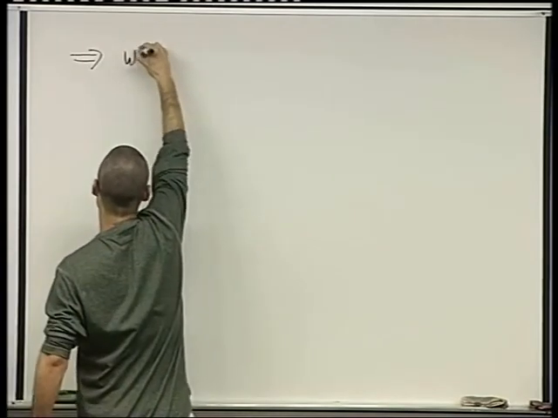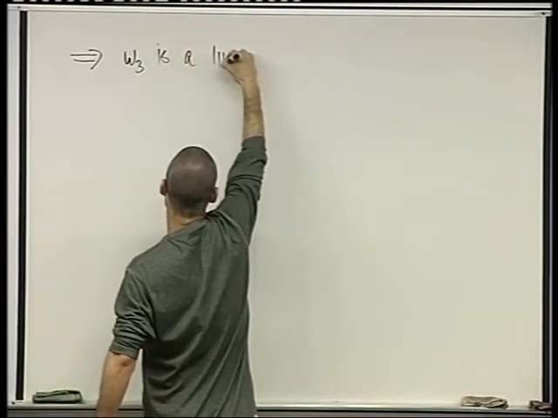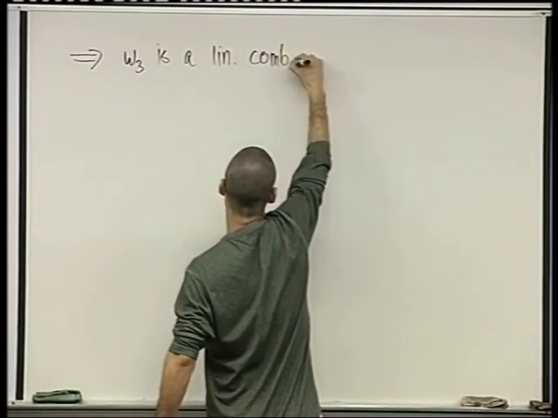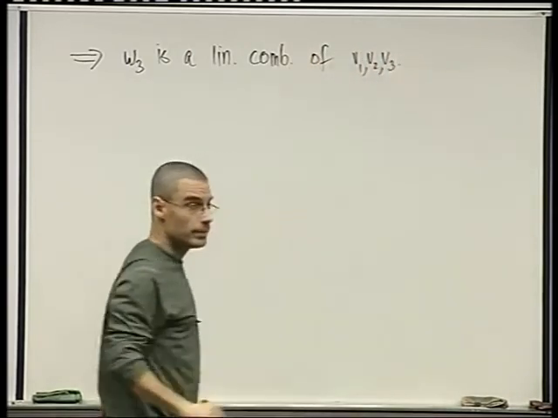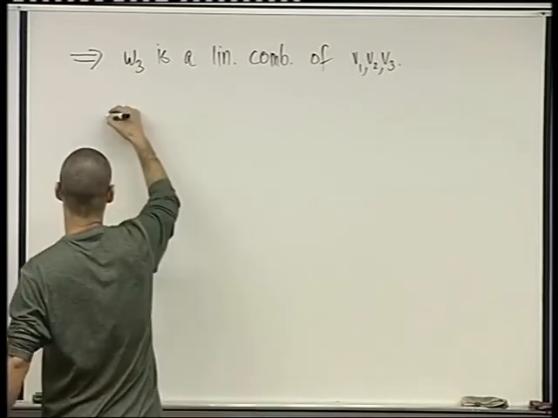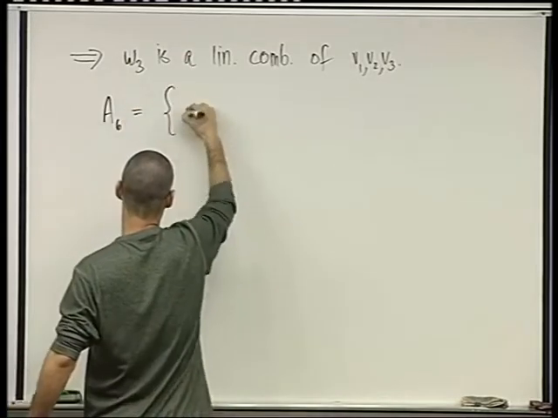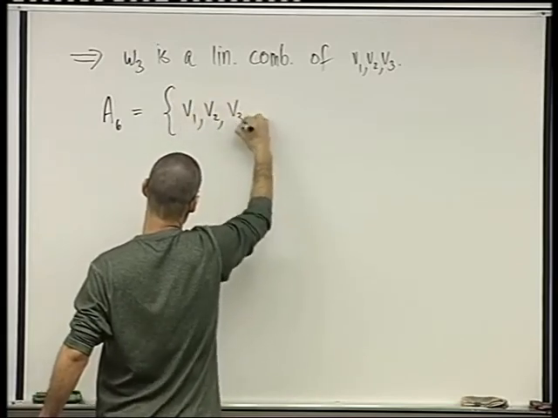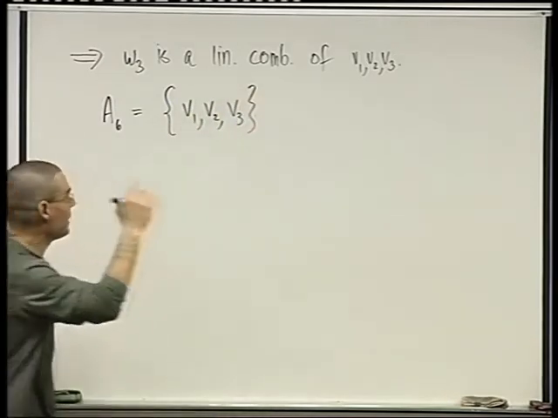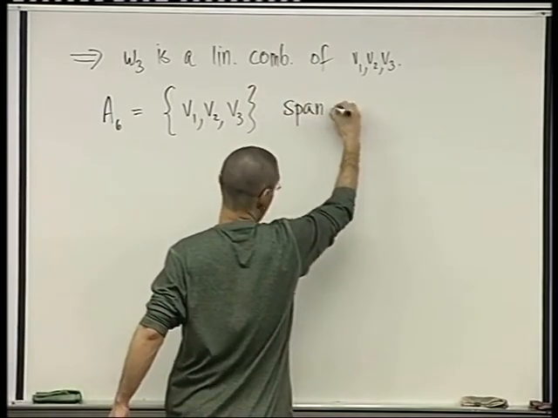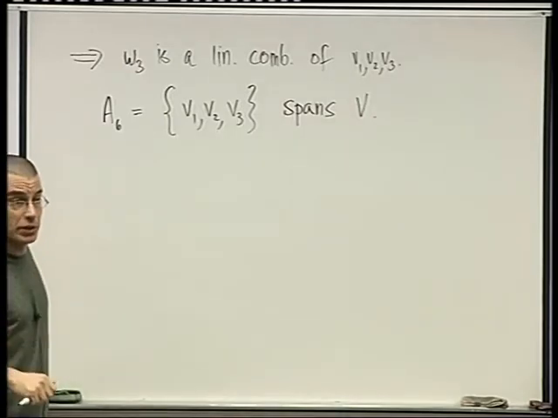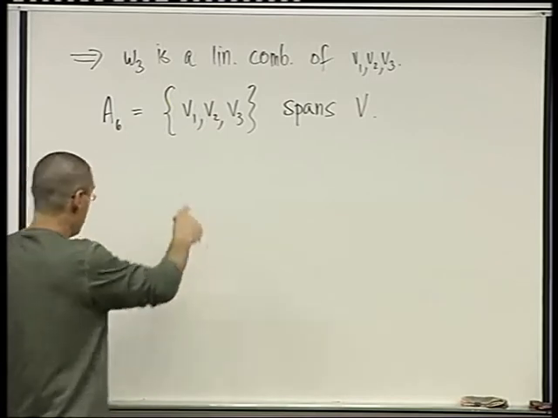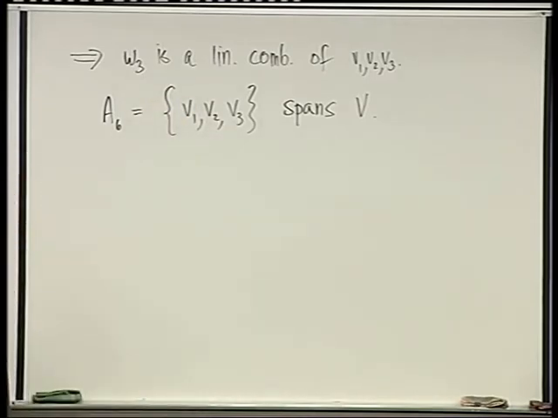So, therefore, W3 is a linear combination of V1, V2, and V3. Good? So let's throw it out, and we have A6, which is just V1, V2, and V3. And it spans V, right? Because A5 spanned V, and W3 was actually extra there because it was a linear combination of the others. So if we throw it out, it's still a spanning set. Do you agree? Okay.